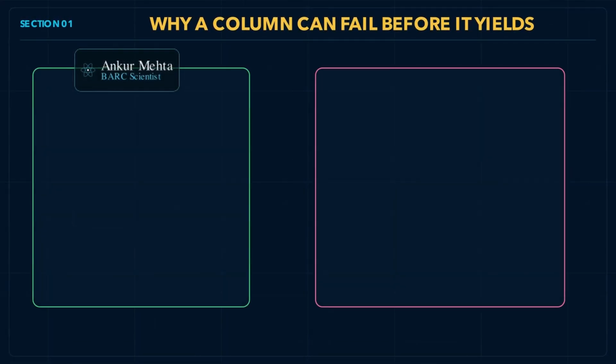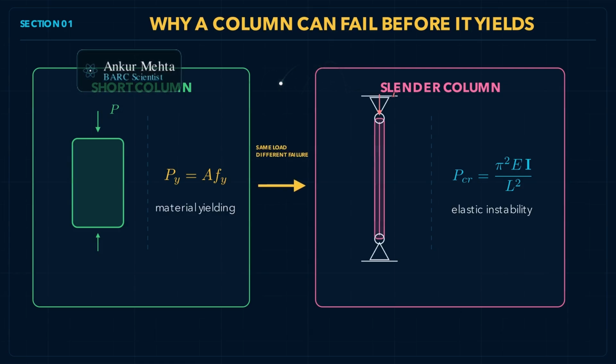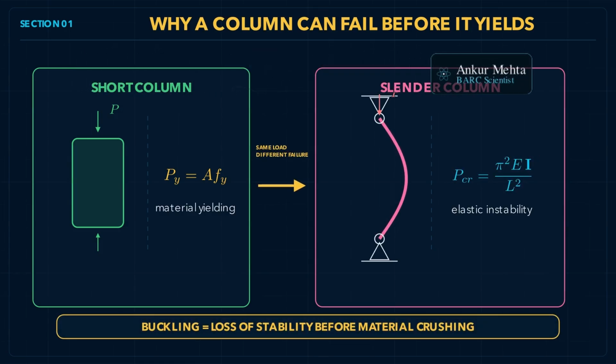Compression does not always mean crushing. While a short block might safely carry a load until it reaches its yield stress, the behavior of a long, slender column is dictated by stability, not just material strength. It can suddenly bow sideways and lose all load-carrying capacity at a much lower stress. This dangerous instability is known as buckling.